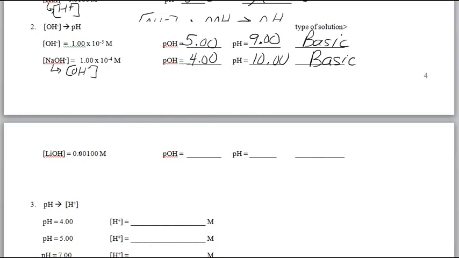Okay, let's look at the lithium hydroxide. Again, this means it's just your OH. Look at this. If you want, you can just plug that straight in the calculator. Or you can recognize this as 1 times 10 to the negative 3. Either way, plug it in the calculator, get the same answer, that this is a pOH of 3. If I have a pOH of 3, my pH then is going to be 11. If I have a pH of 11, again, it's a basic solution.